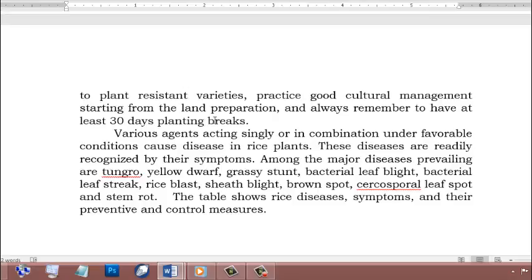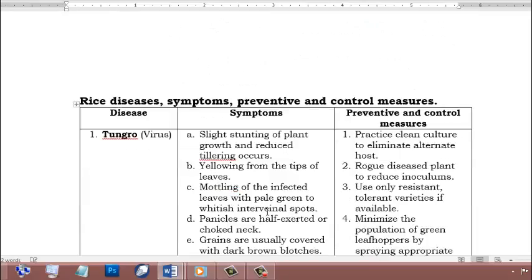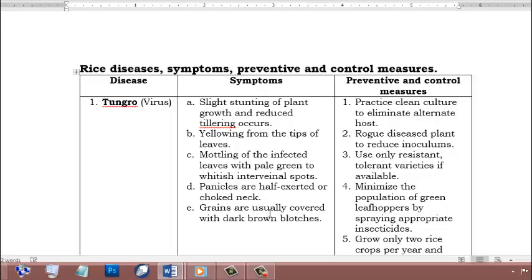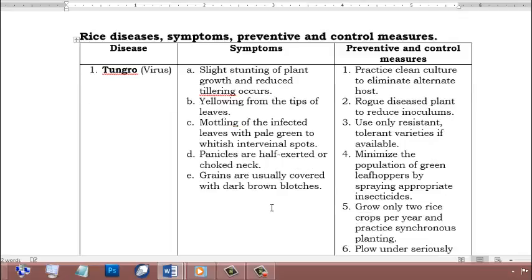Various agents acting singly or in combination under favorable conditions cause disease in rice plants. These diseases are readily recognized by their symptoms. Among the major diseases prevailing are tungro, yellow dwarf, grassy stunt, bacterial leaf blight, bacterial leaf streak, rice blast, sheath blight, brown spot, cercospora leaf spot, and stem rot. The table below shows the rice diseases, symptoms, and preventive and control measures.